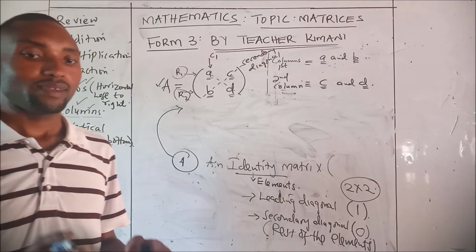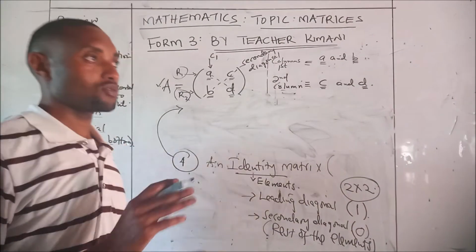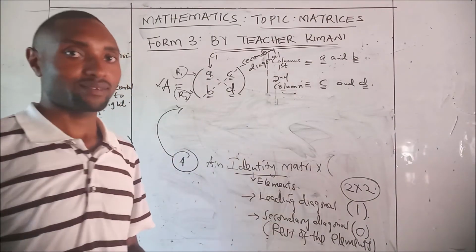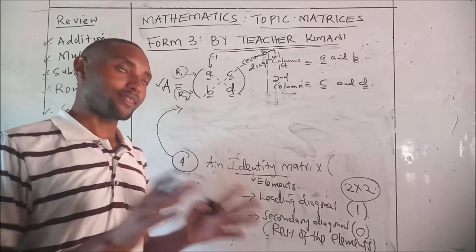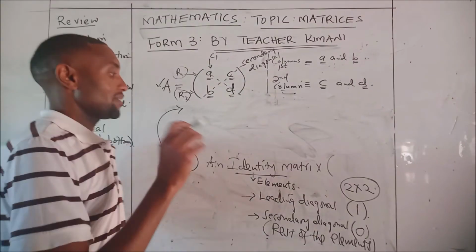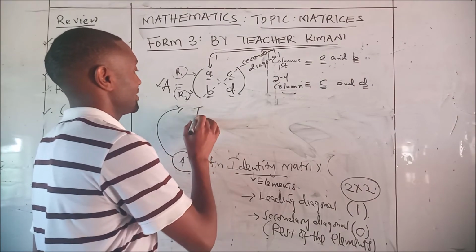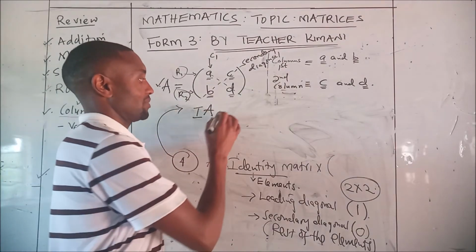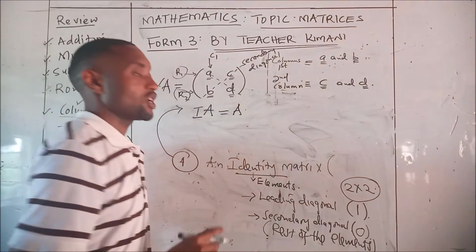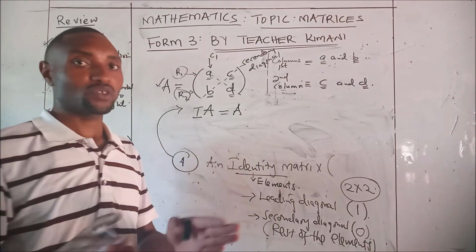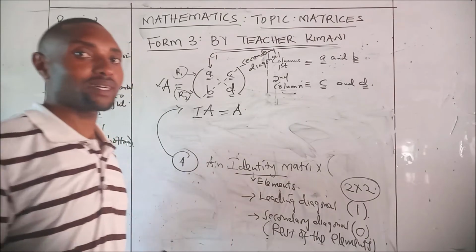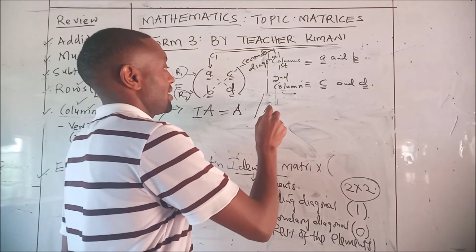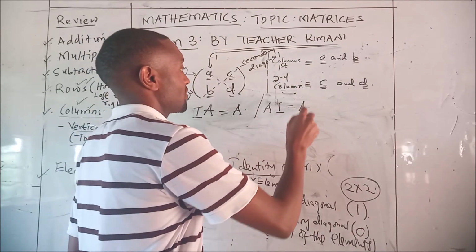An identity matrix has something unique, and that is about the multiplication. When it comes to the multiplication of this matrix with another matrix, it does not alter that matrix. What do I mean? This is what I mean: an identity matrix multiplied by a certain matrix is equivalent to that matrix. So it does not change or alter that matrix. The original matrix remains the same. This could also be written as A multiplied by I, which is equivalent to A.